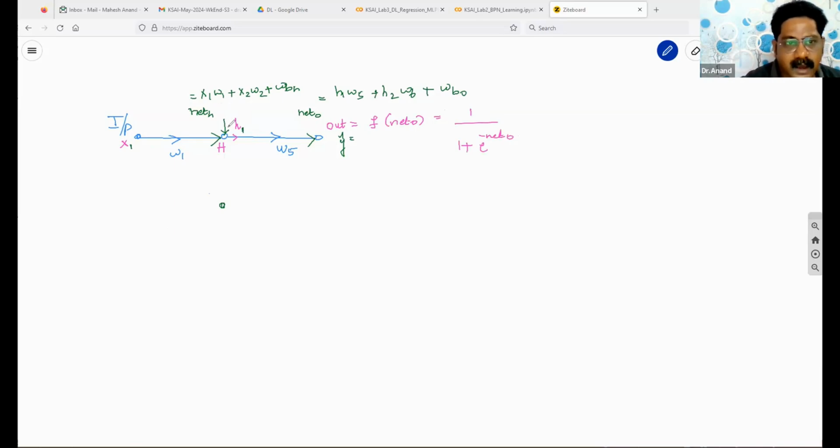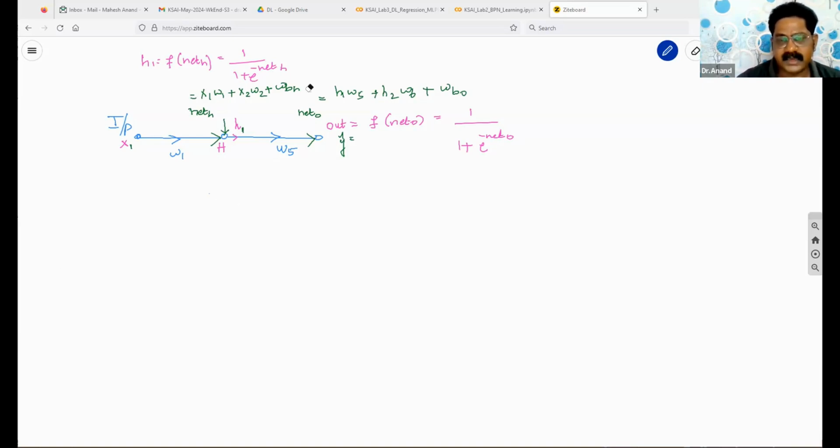Similarly, how do we obtain h1? We are obtaining h1 as a function f of net h, which is nothing but 1 divided by 1 plus e to the power minus net h. These are the fundamental expressions before we do the calculations. First of all, are you comfortable with this workflow, the parameters? If you have any questions, feel free to ask me.